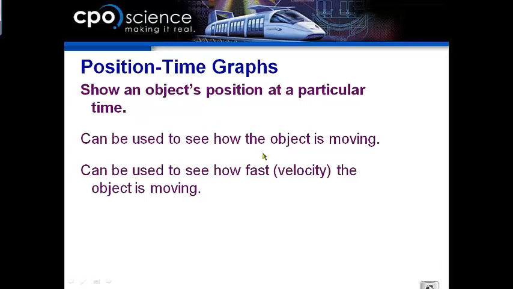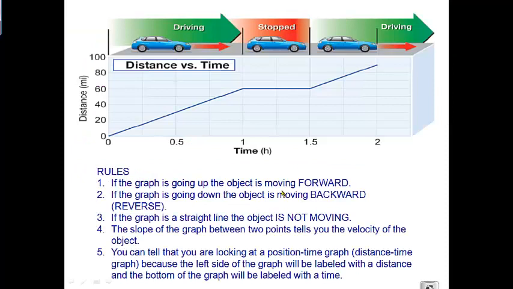You can also use it to figure out what the velocity of the object is, or basically how fast the object is going. So this is a position time graph, and here are the rules that you need to know in order to know how to read it. If you follow these rules, you will know how to read one of these position time graphs, so make sure that you get all of the rules written down. First off, believe it or not, we're going to start with Rule 5.